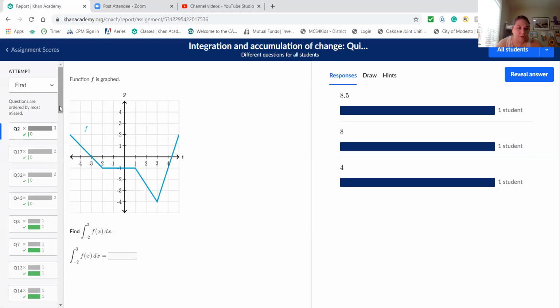When I look at this report, it looks like 3 people missed question number 2. They're asking you to give the value of the integral from -2 to 3. The function, the lines are all underneath the x-axis. So first of all, these answers here ought to be negative. The next thing that you want to do is find the area using a rectangle and a triangle.